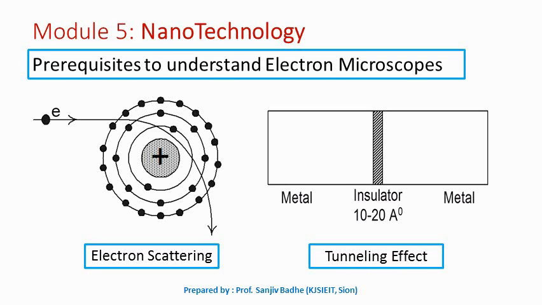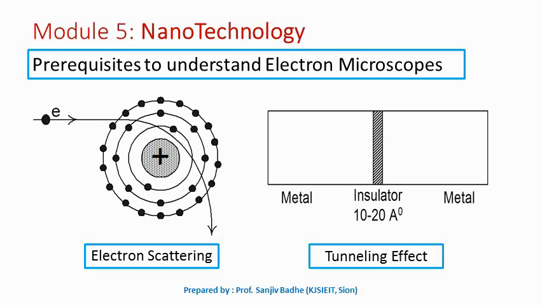Now to understand the tunneling effect, let us consider an insulating layer sandwiched between two metal layers. Because there is an insulating layer in between, electrons cannot pass from one metal layer to the other metal layer. But an interesting thing is observed when we reduce the width of this insulating layer to 10 to 20 angstroms. When the width of the insulating layer is very small, of the order of 10 angstroms to 20 angstroms, electrons can pass through this barrier and come from one metal side to the other metal side.